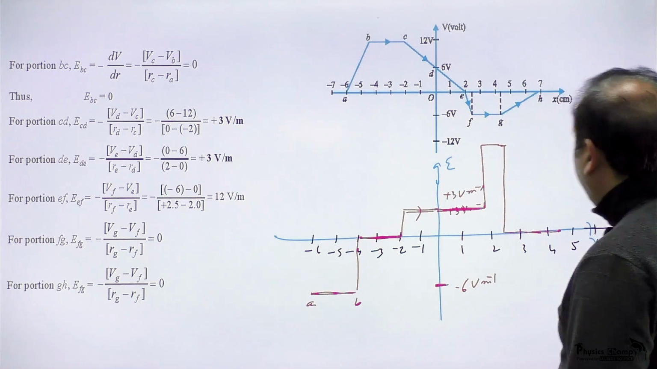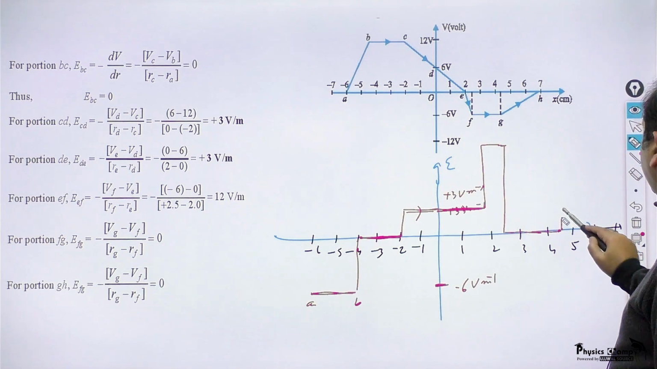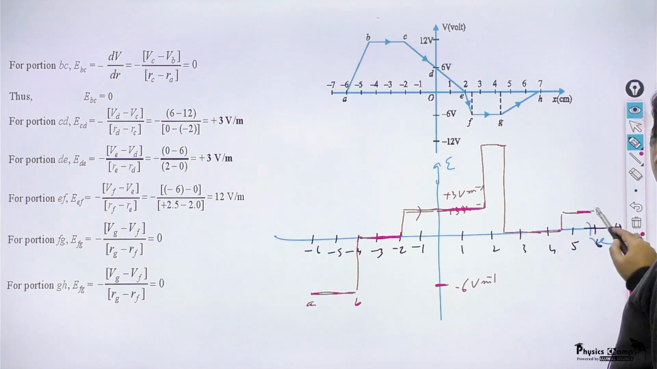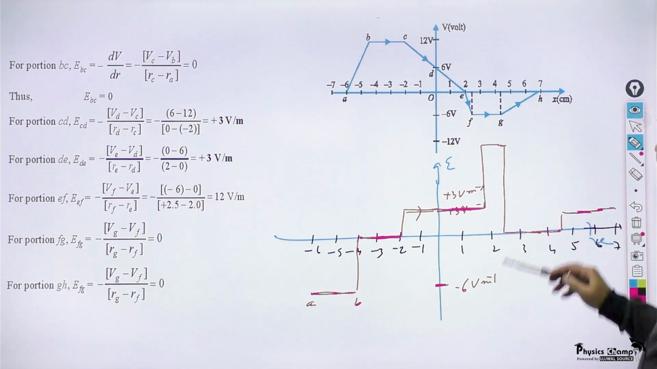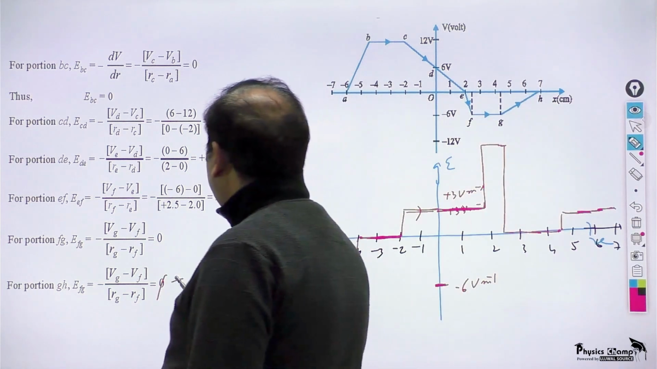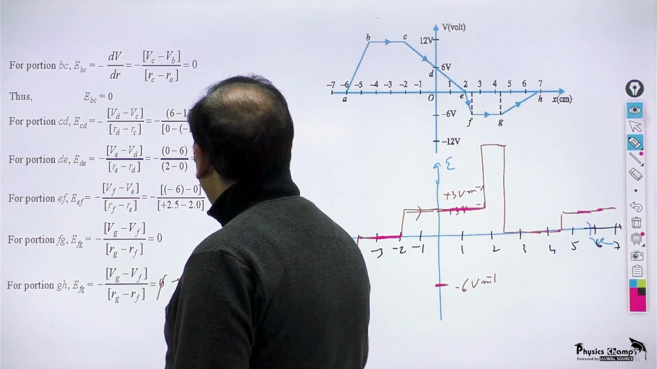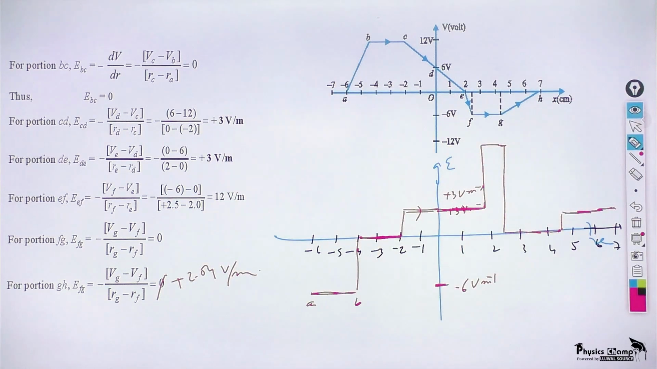And then G to H, it was having a value of 2.04. So we would say it will have value 2.04 like this. So this is showing variation of electric field with this distance, 2.04 volt per meter. So this is how you have shown the variation of electric field with the distance.